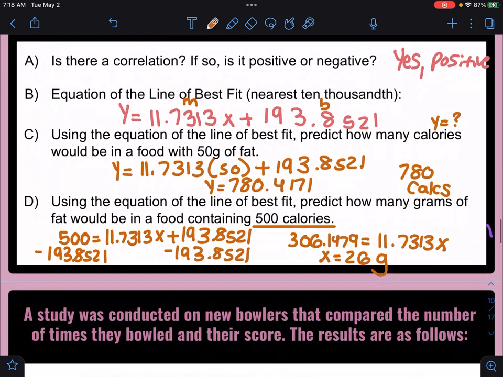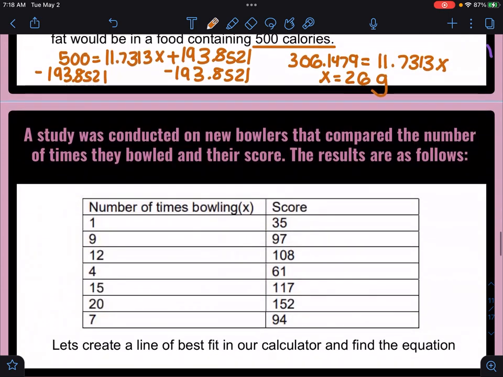Alright, now we are talking about another study. This study talks about the number of times you went bowling and what your bowling score would be. So 1, 9, 12, 4, 15, 20, and 7. I'm currently typing this into my calculator. Then I'm going to make the B column say Y. And then my numbers are 35, 97, 108, 61, 117, 152, and 94.